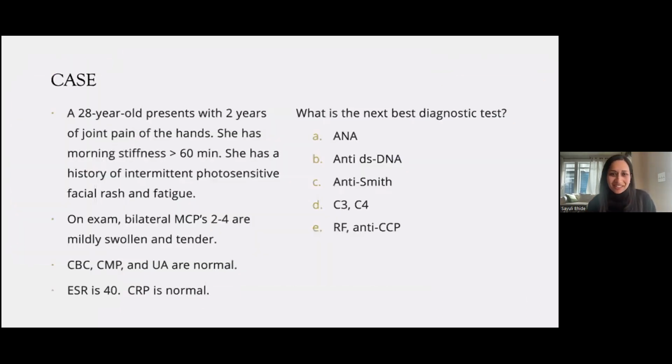All right, so moving on to a 28-year-old patient who's presenting with 2 years of joint pain in the hands. She has morning stiffness greater than 60 minutes and a history of intermittent photosensitive facial rash and fatigue. On exam, bilateral MCPs 2 through 4 are mildly swollen and tender. She's got normal CBC, CMP, and UA. Her ESR is 40. Her CRP is normal. What is the best next diagnostic test that you want to get?